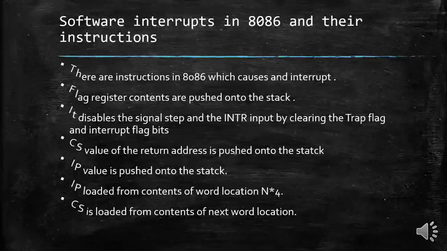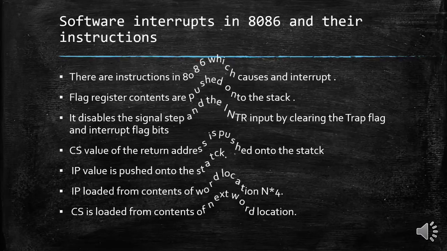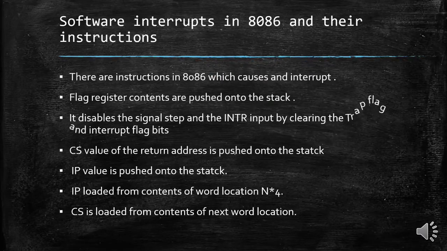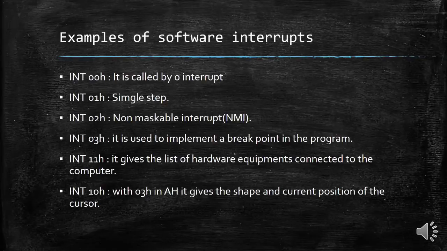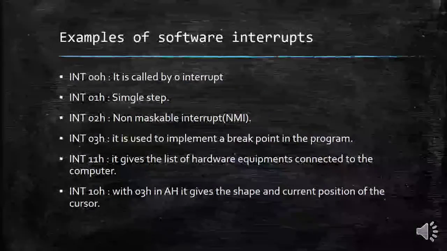INTR is a non-vectored interrupt. That means the 8086 does not know where to branch to service the interrupt. The ID of the requesting device will be sent to 8086 by the external device after receiving the INTA signal. This process is shown in the timing diagram below.